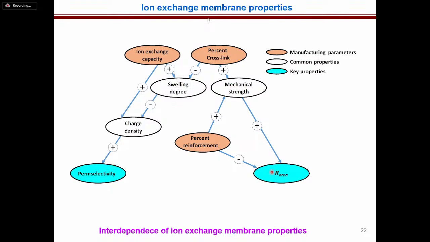The mechanical strength and the resistance: if you want to improve the mechanical strength, you need to make the membrane quite thicker, and if you make it thick, the resistance goes up. Reinforcement also makes the mechanical strength quite strong. You see, the percent reinforcement has a negative correlation with area resistance, because if you reinforce your membrane, the transport of ions is reduced, so the resistance goes up.